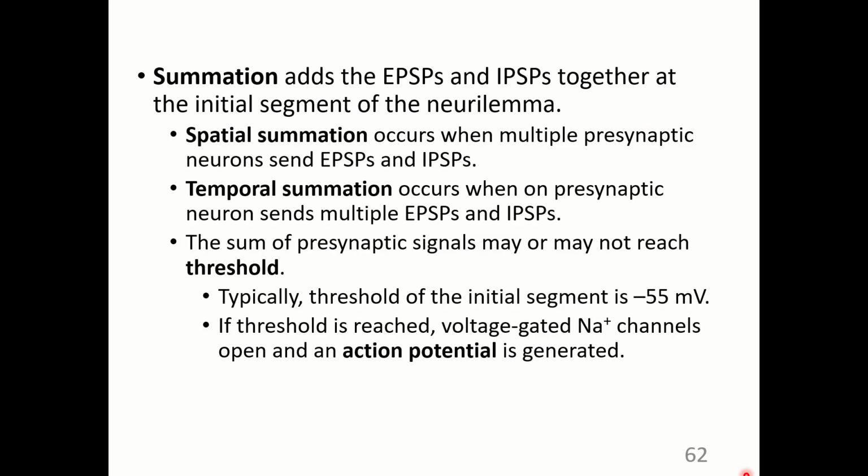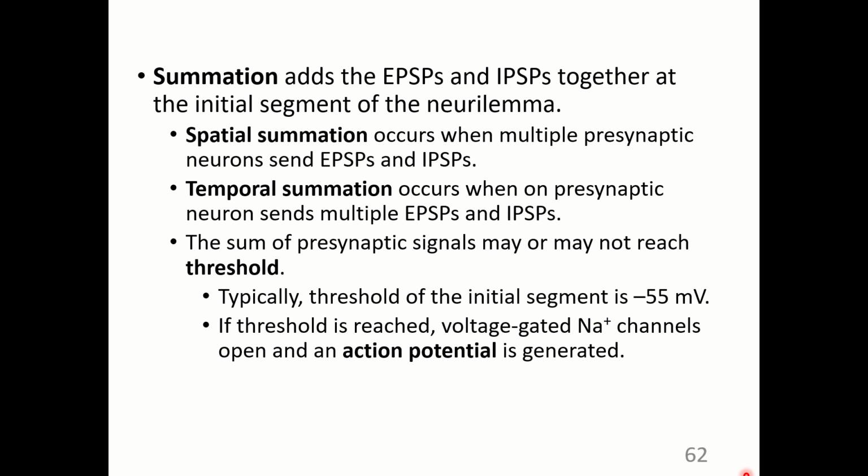Summation adds the excitatory and inhibitory postsynaptic potentials together at the initial segment of the neurolemma. There are two types of summation: spatial summation and temporal summation. Spatial summation occurs when multiple presynaptic neurons send excitatory postsynaptic potentials and inhibitory postsynaptic potentials. The reason it's called spatial is because multiple presynaptic neurons can be connected to many different areas of the postsynaptic neuron.